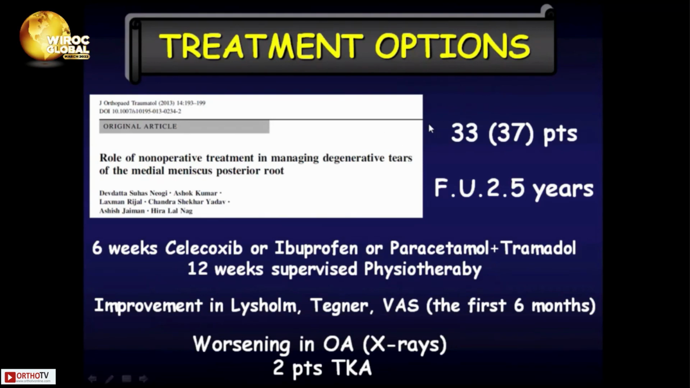From this study, in only 33 patients with a short follow-up, only 2.5 years, with 6 weeks of celecoxib or ibuprofen or paracetamol with tramadol, and 12 weeks of supervised physiotherapy, they had improvement in the Lysholm score, in the Tegner score, in the VAS score in the first 6 months, but at 2.5 years, they had worsening in osteoarthritis as seen on the X-rays, and 2 patients in 2 years came for a total knee replacement.